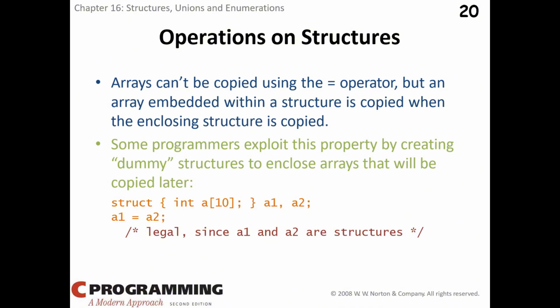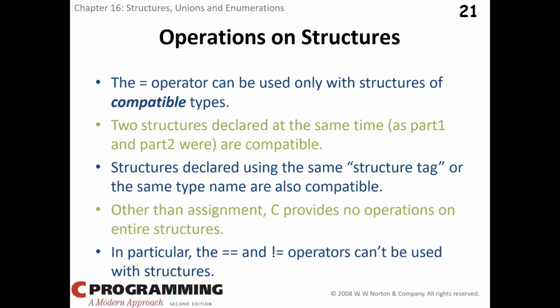So instead of looping through the array, we can just copy it directly using the structure. The assignment operator can only be used with structures of compatible types. Structures declared at the same time, such as part1 and part2, are compatible because they have the same structure definition. Additionally, structures declared using the same structure tag or the same type name are also considered compatible. This means that if two structures share the same structure tag or have been defined with the same type name, they can be used interchangeably with the assignment operator.